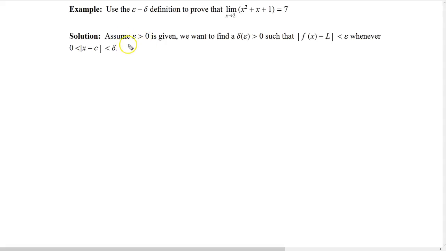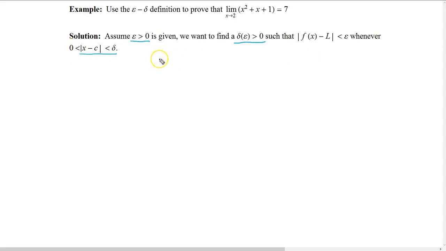So recalling our epsilon-delta limit definition, we assume that epsilon greater than 0 is given, and we need to find a delta. This will be some function of epsilon greater than 0, such that |f(x) minus L| is less than epsilon whenever |x minus c| is less than delta, and greater than 0, but this part won't come into play.